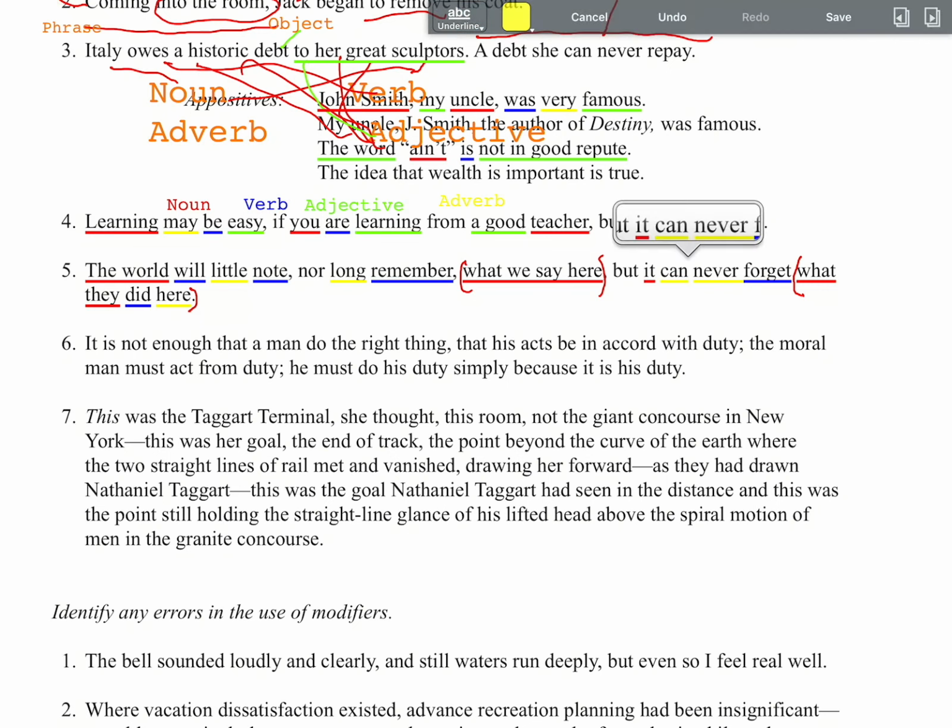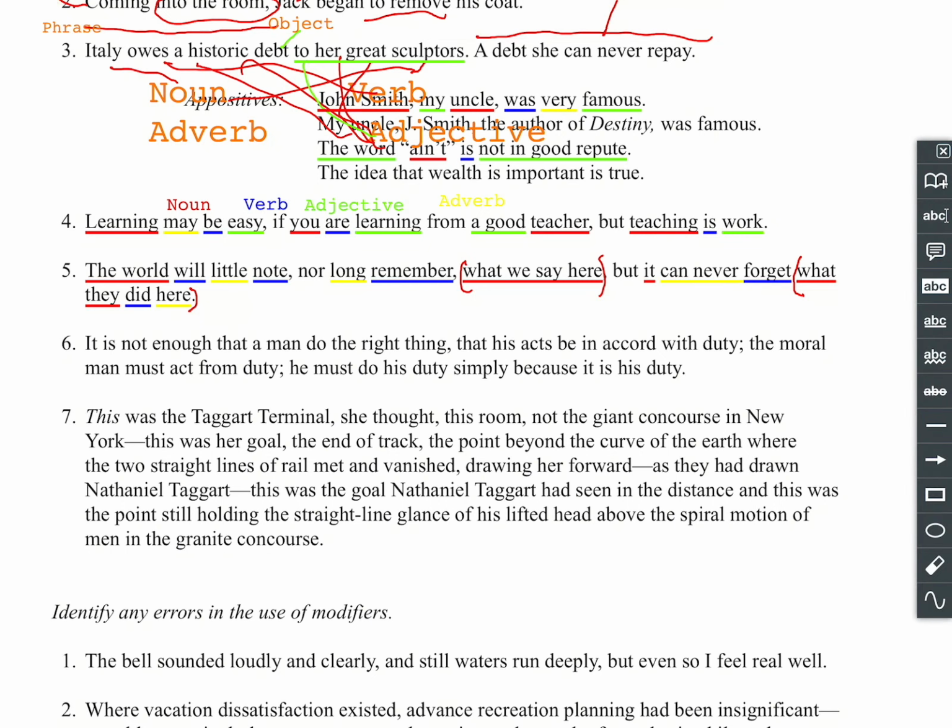And then I think that "can never" is an adverbial phrase. Right, and then this entire thing, "but it can never forget what they did here," is a clause. And what type of clause is it?